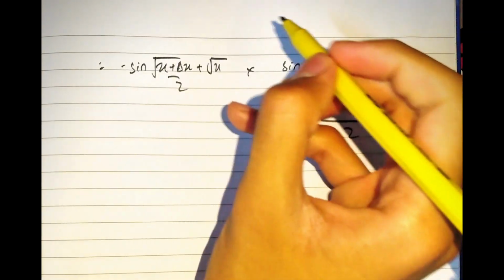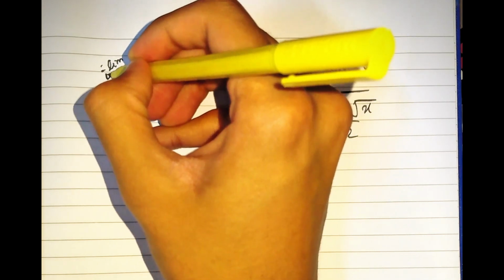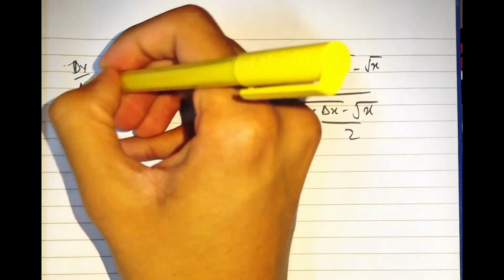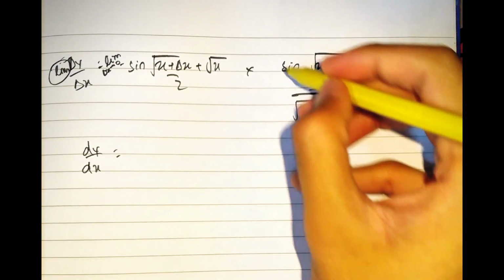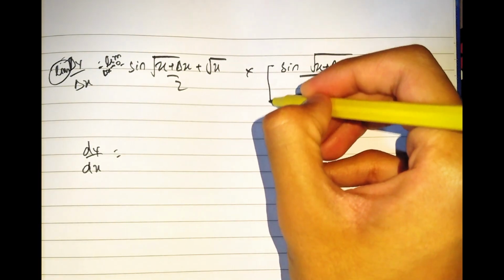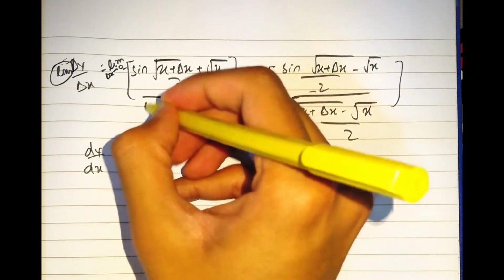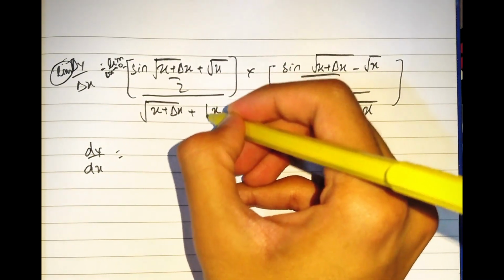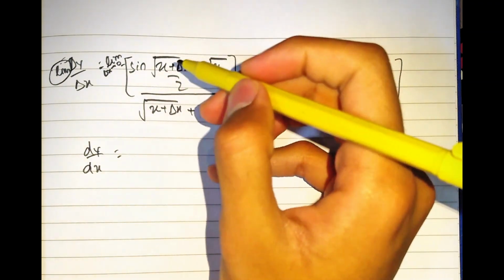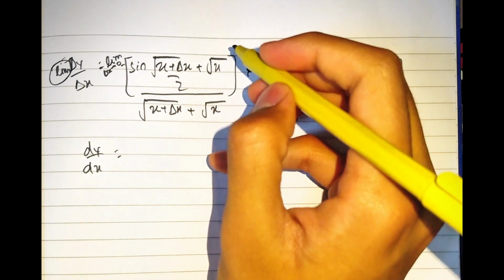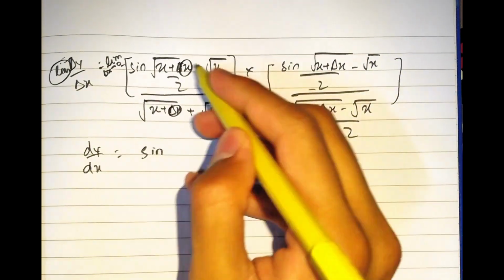Now I can apply the limit. So we have the limit of delta x approaches 0, and we can apply the limit on the terms which are being multiplied. So I can separately apply the limit on this function, and then I can apply the limit on this function right over here. And sorry, I forgot to put this term under this equation. If I put wherever there's a delta x in the equation, we can actually put a 0 over there. So I will put a 0 over here and a 0 over here. So we'll be left with sine root x plus root x.